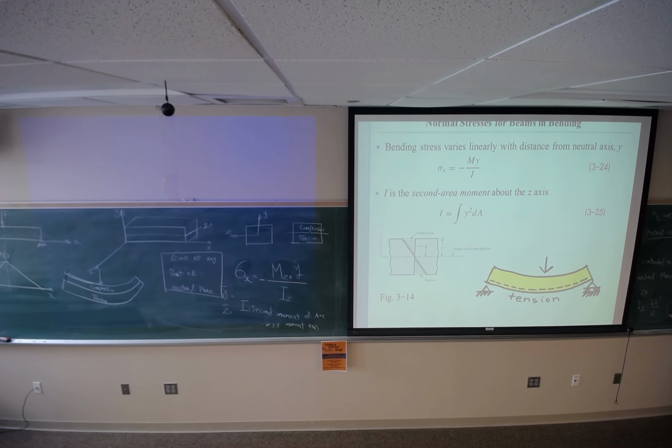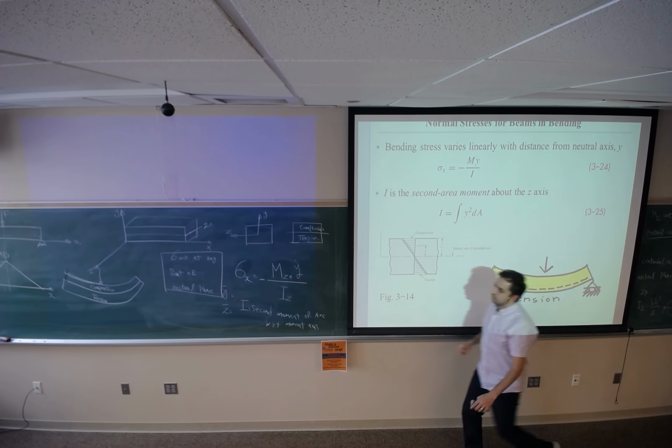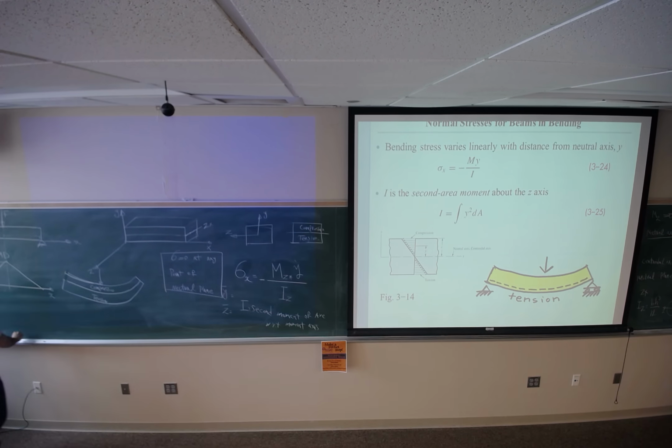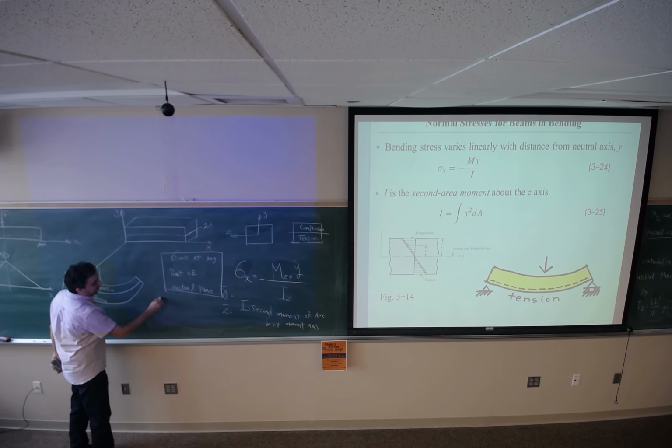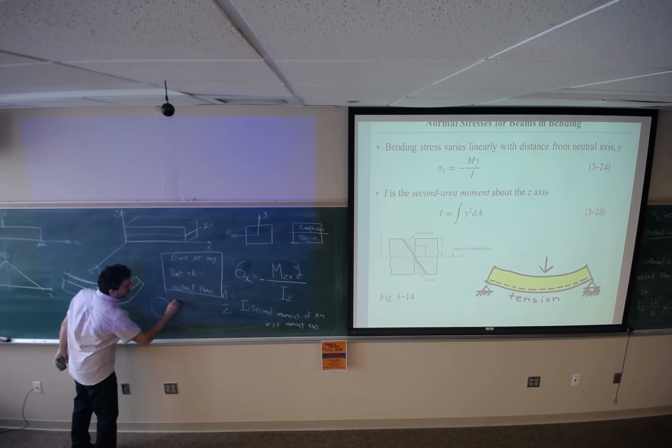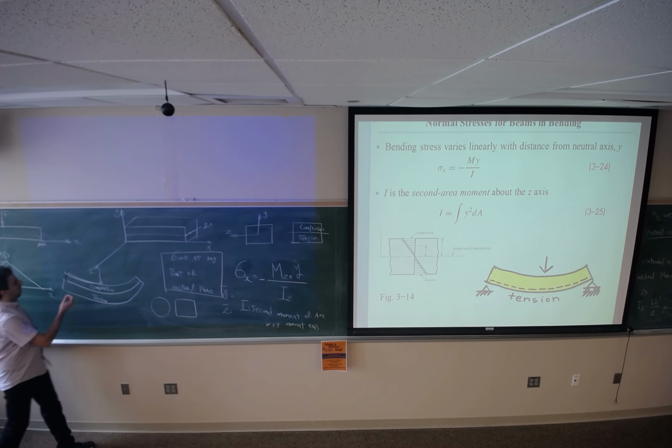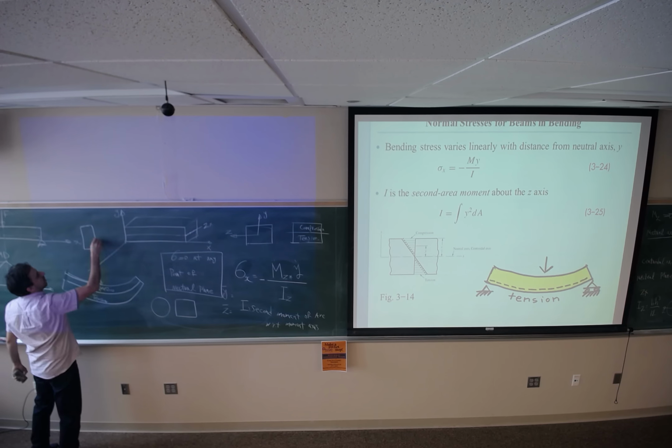For cross section, if this is z, for circular cross section is going to be pi d power 4 divided by 64. So for any other cross section, you can calculate that integration, but basically we are working with circular cross section and rectangular or combination of some rectangular cross section.